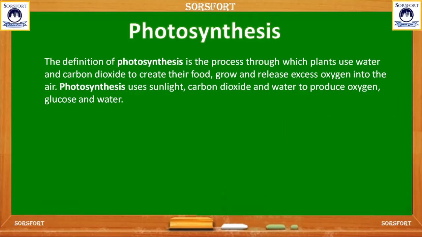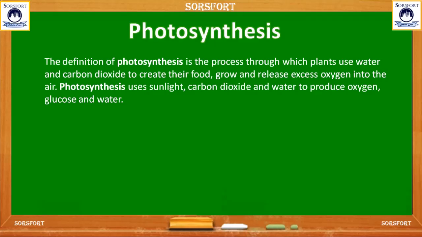So today our topic is photosynthesis. The definition of photosynthesis is the process through which plants use water and carbon dioxide to create their food, grow, and release excess oxygen into the air. Photosynthesis uses sunlight, carbon dioxide, and water to produce oxygen, glucose, and water.